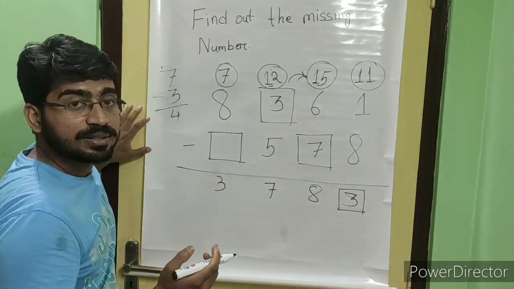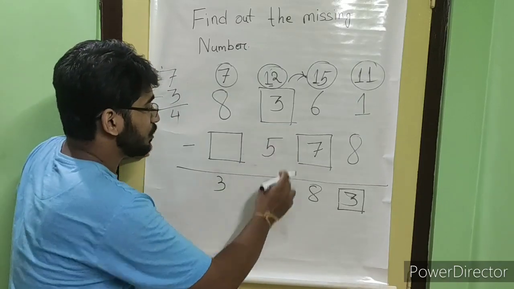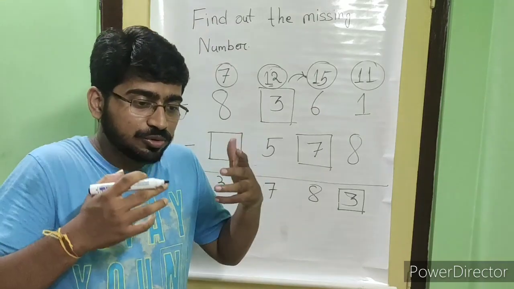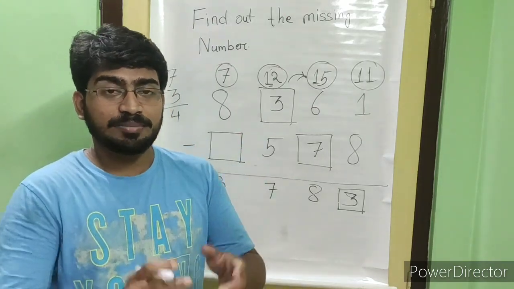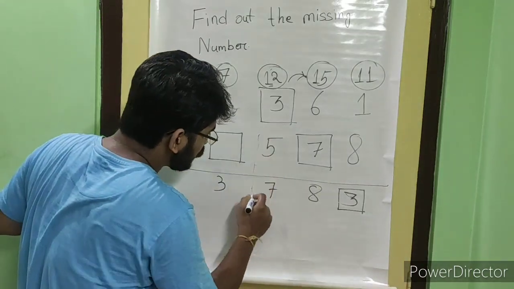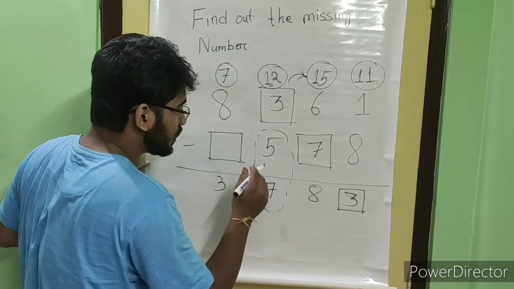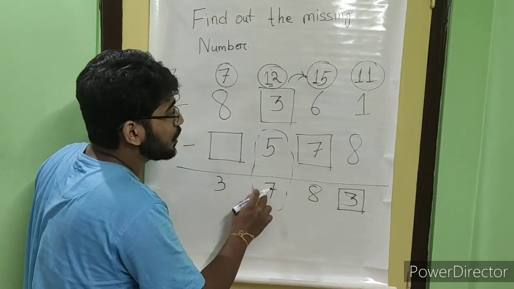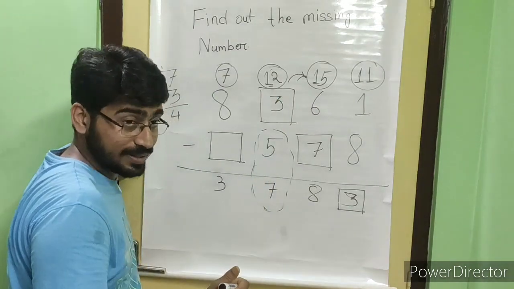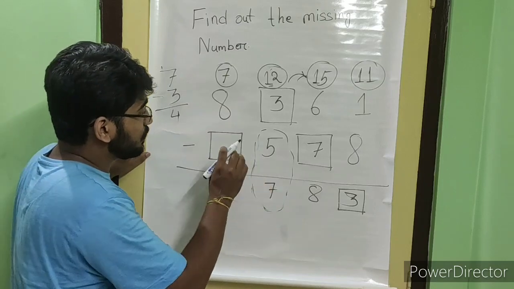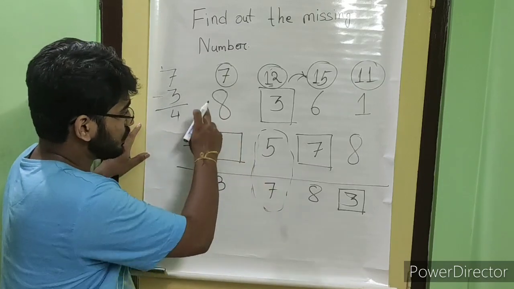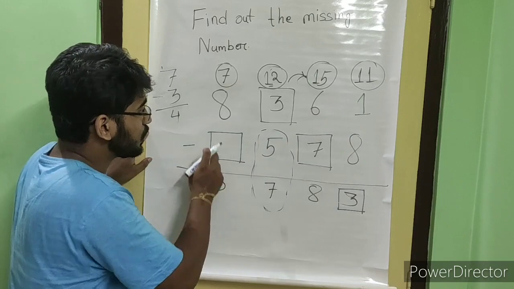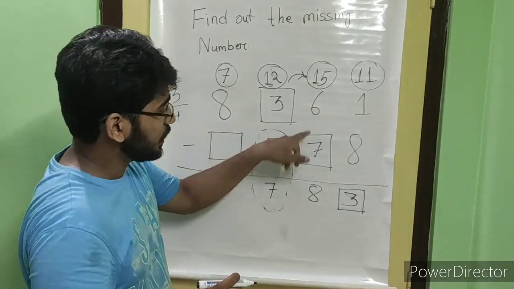Now, a question may arise in your mind that here we are doing addition, here we are doing subtraction. Sir, how will we know where to do the addition and where to do the subtraction? When these 2 numbers have been given, you will add these 2 numbers to find out the missing number, right? And when the missing number is between the upper number and the answer number, then you will subtract the smaller number from the larger number, which we have done here also.